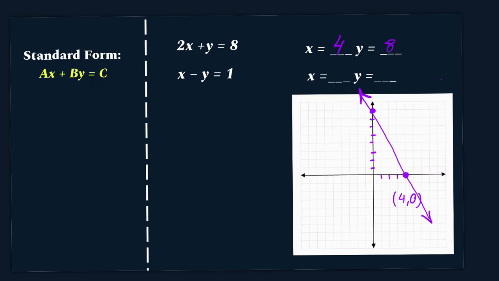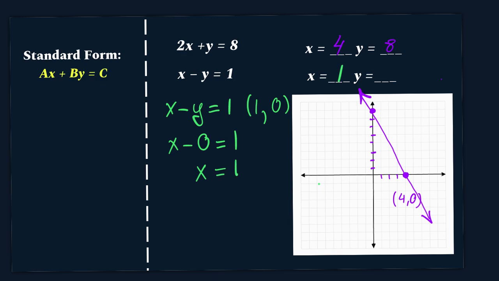Let's find the x-intercept and y-intercept for the second equation. So our second equation, x minus y equals 1. So we're going to set y as 0 and find x. So x minus 0 equals 1. So x minus 0 is x. So x will equal 1. So here's our x-intercept. And let's plot that point. That means x is 1 and y is 0.